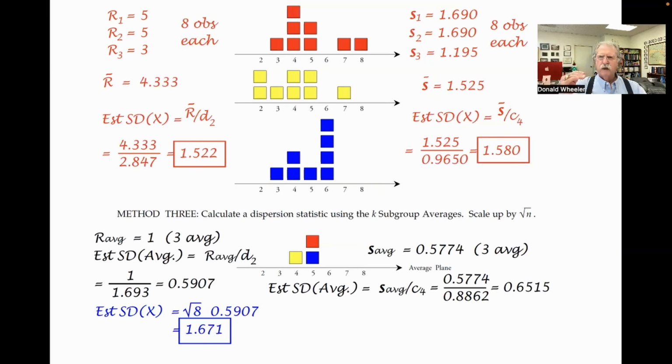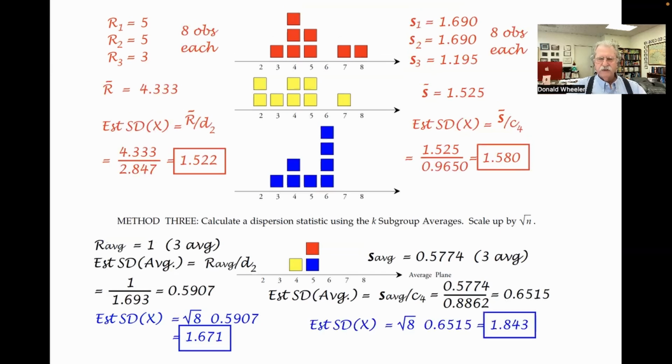And to go from the x-bar plane back up to the x-plane, we multiply by root n. Each of the averages represents 8 data, so square root of 8 times 0.6515 gives us an estimated standard deviation for the distribution of x of 1.843. Now we have estimated one parameter 6 ways. We have 1.5, 1.6, 1.5, 1.6, 1.7, and 1.8, all reasonably similar. Just doesn't seem to make much difference, does it?